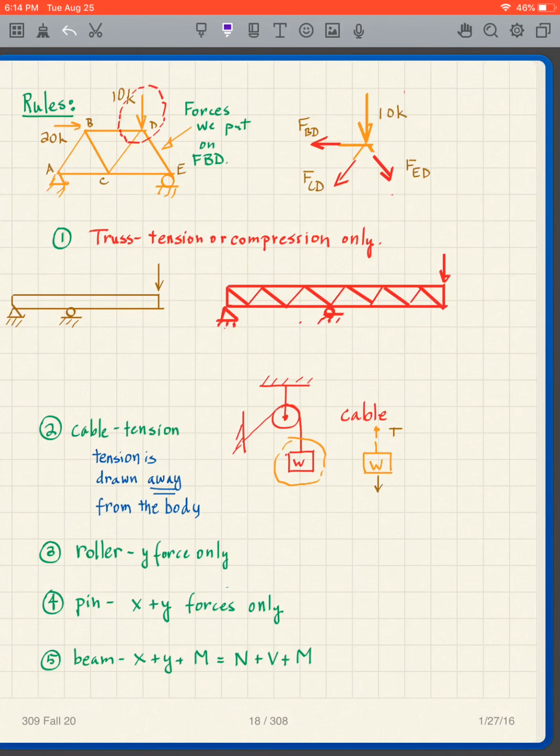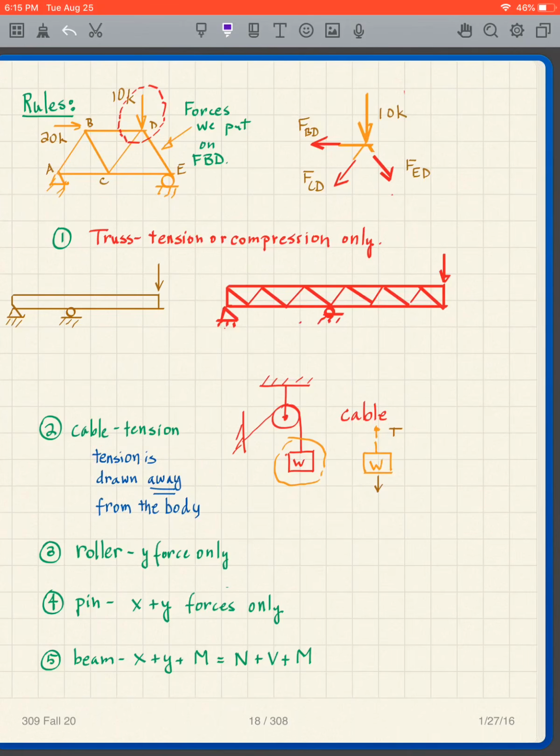So let's look at this as the simplest of cable problems. I've got a little pulley here, and I've got a cable that goes around and it supports a weight. I analyze this by making this free body diagram here, and I take a free body diagram of the weight. So I have the weight going down, and we made a cut through that cable, so the tension, again, is going away from the body. In this case, it's going up. So, again, the tension is drawn away from the body.